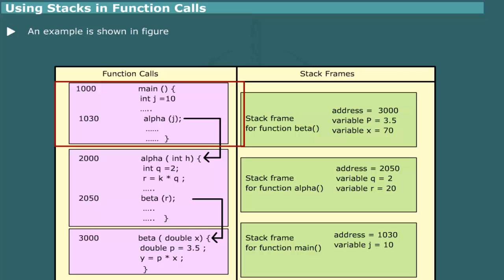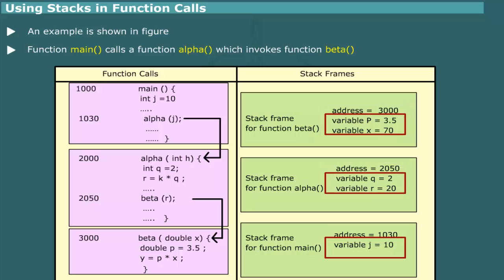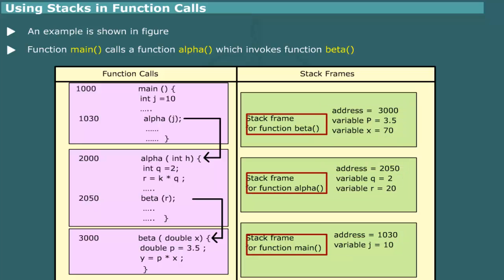The function main calls a function alpha. The function alpha in turn invokes function beta. After beta has executed, the control is transferred back to alpha. When alpha has been executed, the control is transferred to main. At each stage, the values passed as arguments to the function, its address, and values of local variables are preserved in the stack frames. On backtracking, these are popped off the stack frames and returned to the calling function.